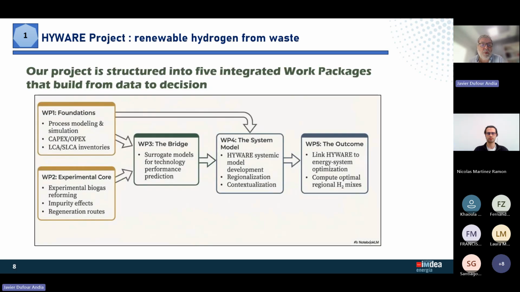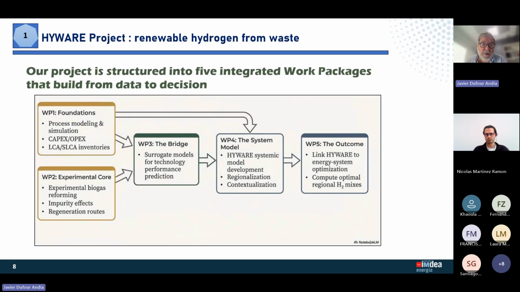So to reach these objectives, the project was broken down into these 5 work packages. The first one was dedicated to the definition, through modeling and simulation, of the already available processes such as gasification. We also estimated the CAPEX and the OPEX, and we also studied sustainability through life cycle sustainability tools.